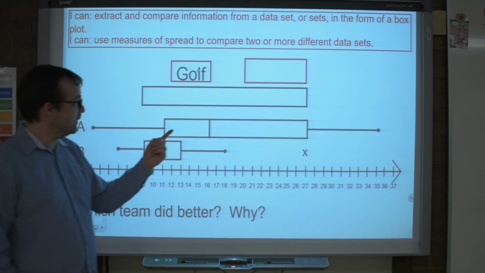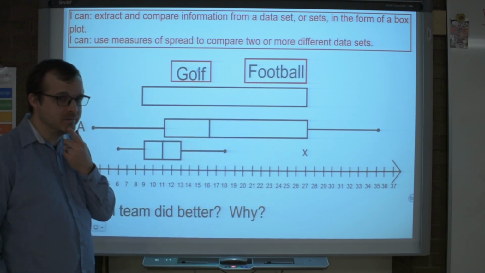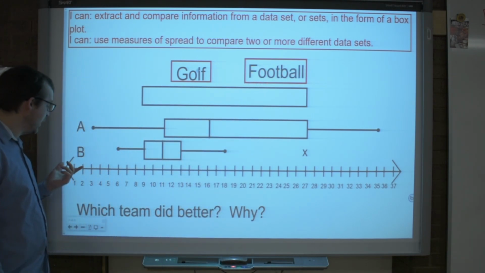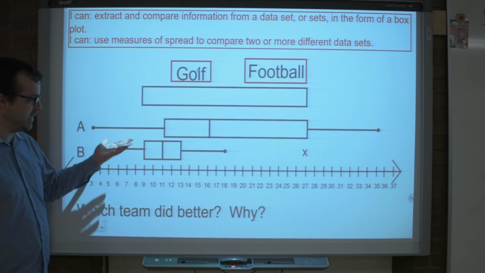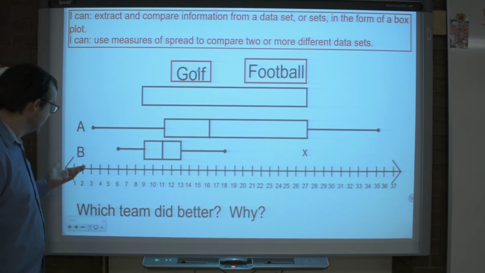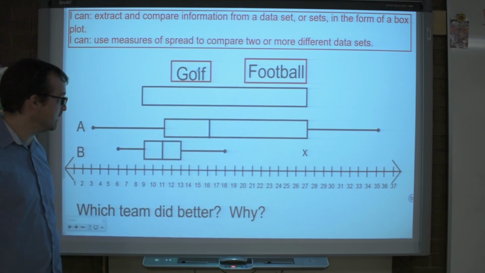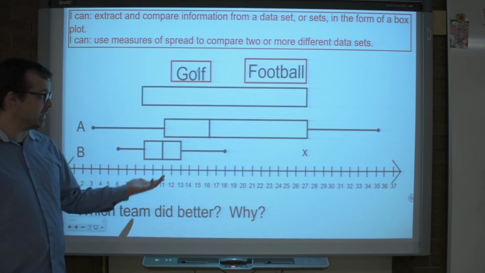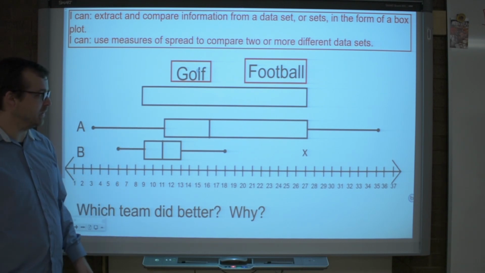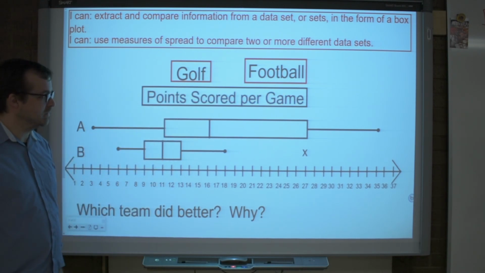But if it were football, now we want more points, and so now A has done better. So context is key here. Context is king. We need to know, and this is why you should label all your box plots, whatever the data is, right? And so which team did better now in football? Well, that'd be team A, right? So it doesn't matter, but we do need context.